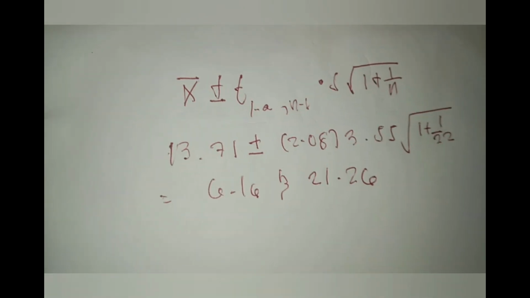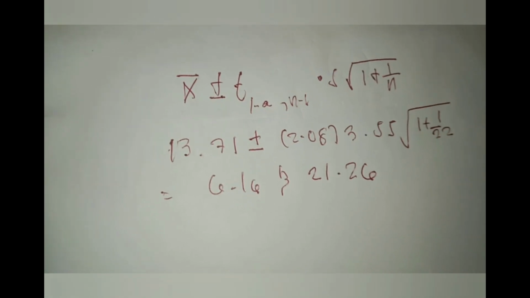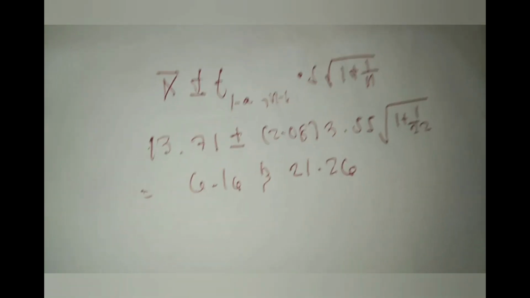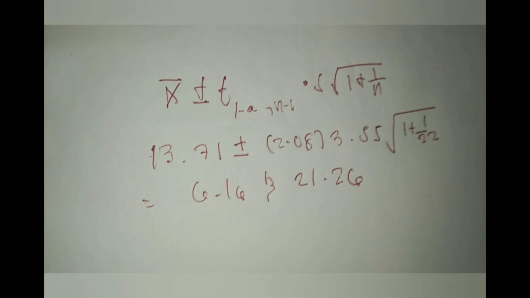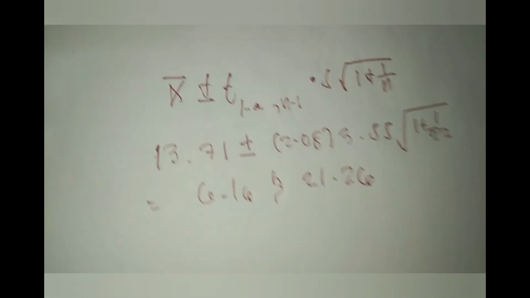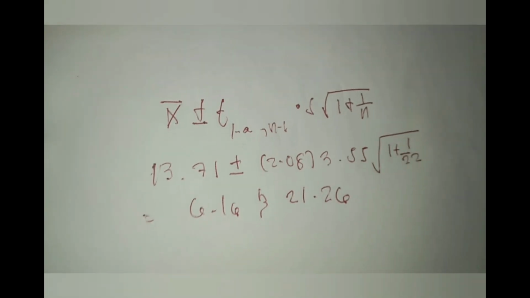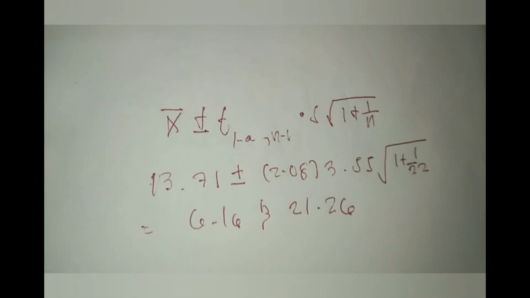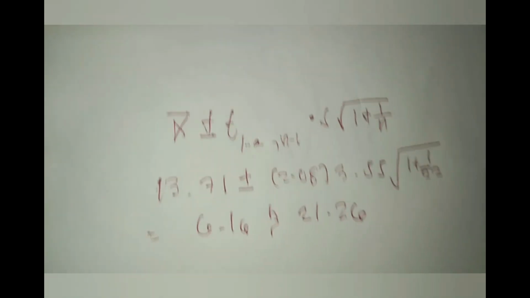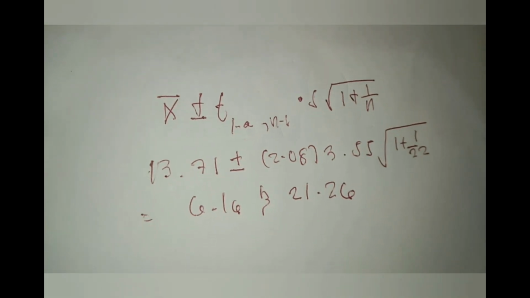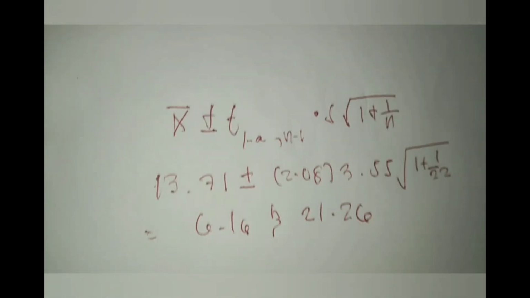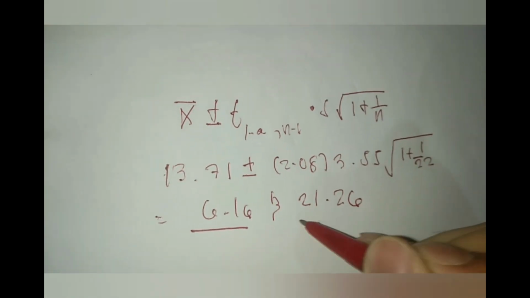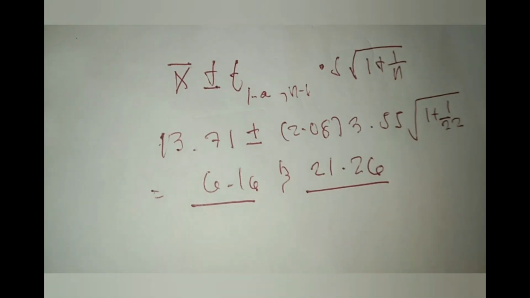The prediction interval is considerably longer than the confidence interval. This is because the confidence interval is an estimate of a parameter, but the prediction interval is an estimate for future observations. For the 23rd specimen, the 95% prediction interval on the load at failure is 6.16 to 21.26.